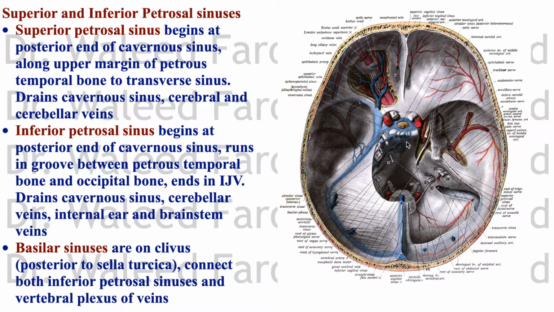The basilar sinus, this is the basilar sinus. See the basilar sinus on the clivus, this region of the occipital bone, it's called the clivus. It's opposite the brainstem, and connects both inferior petrosal sinuses and the vertebral venous plexus.